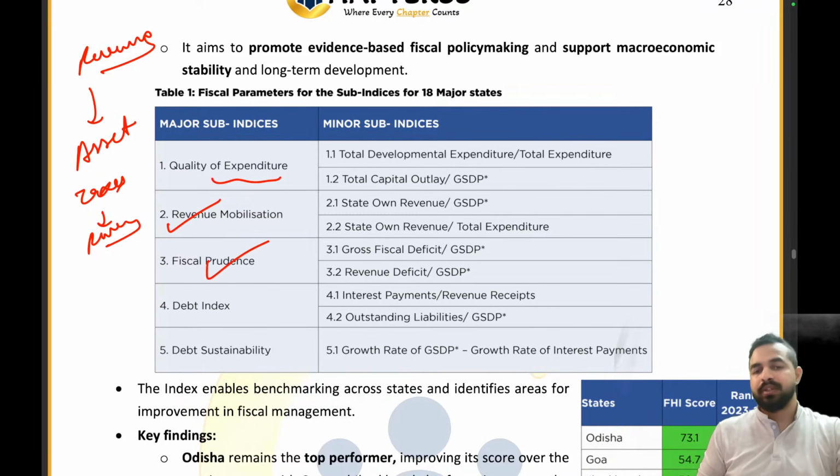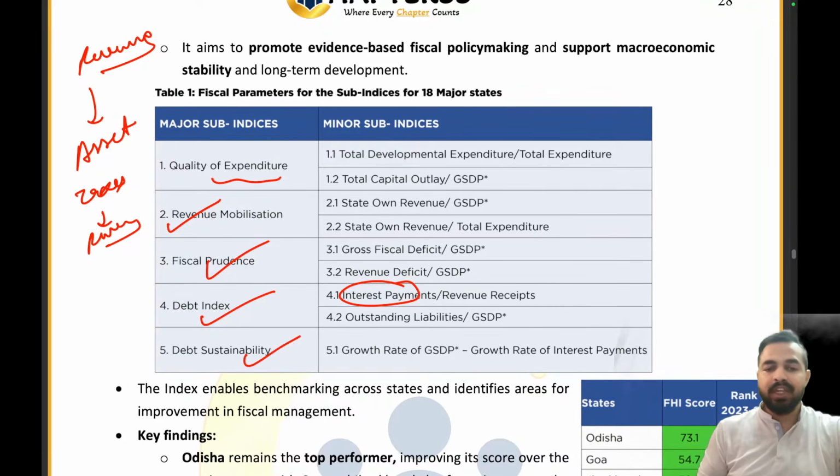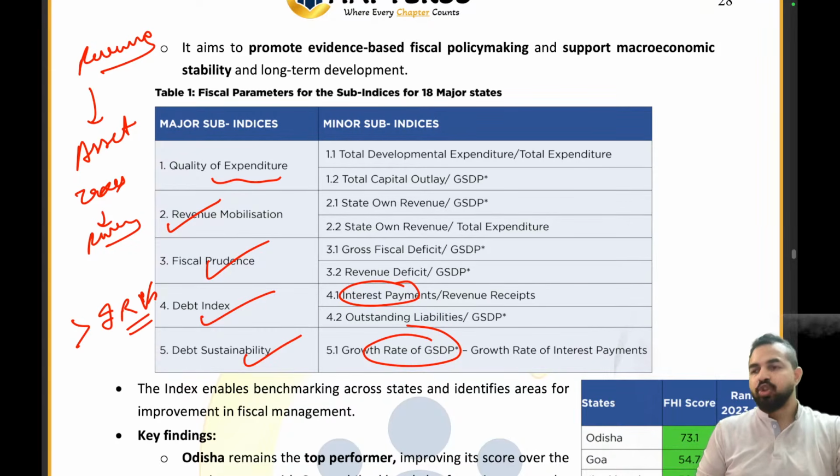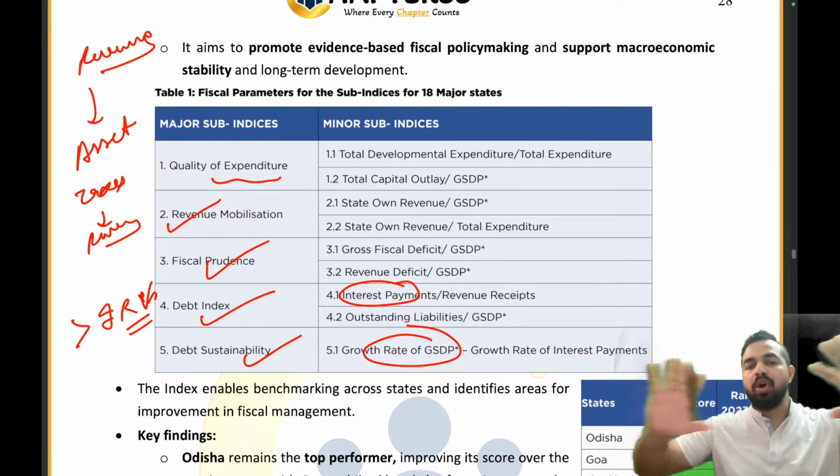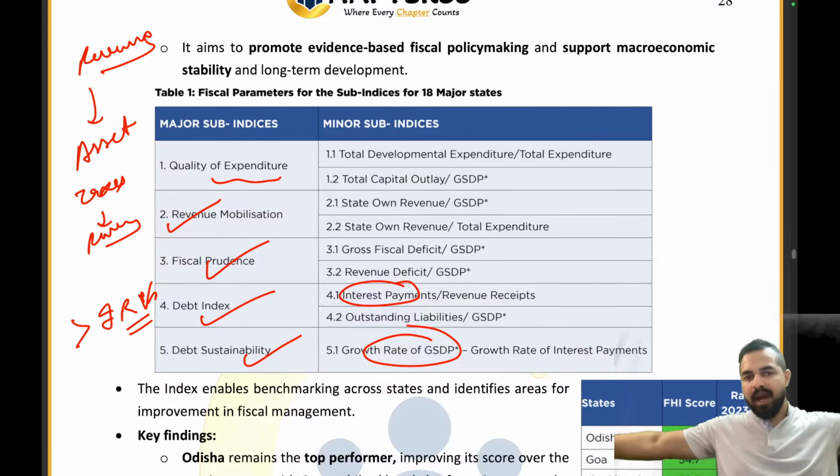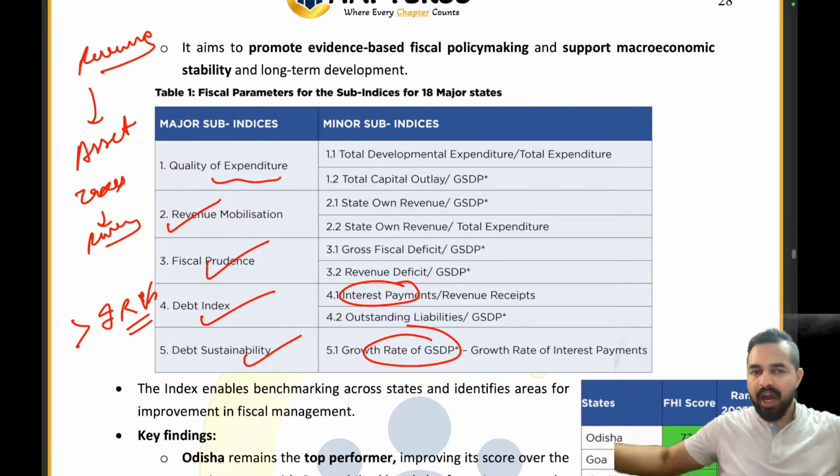Then fiscal prudence: what is the fiscal deficit and the revenue deficit, and how exactly the state is managing it. Then the debt index: how much it is spending on interest payments out of revenue receipts. Then debt sustainability: what is the growth rate of the gross state domestic product, and whether their growth rate is higher than the interest rate or not. So we are trying to focus on all these areas. Are you guys able to understand? Are you guys getting it?